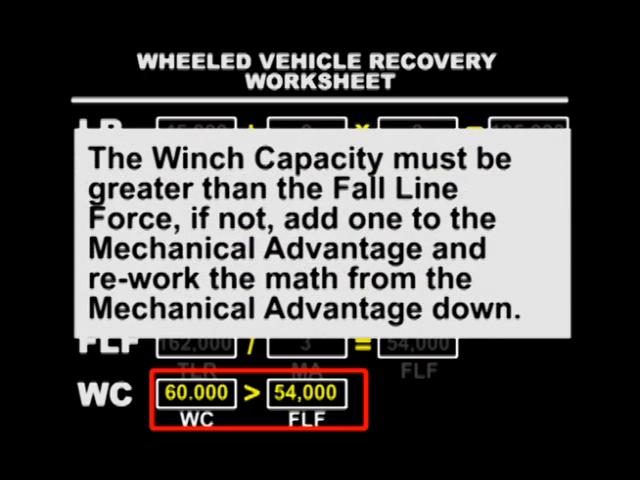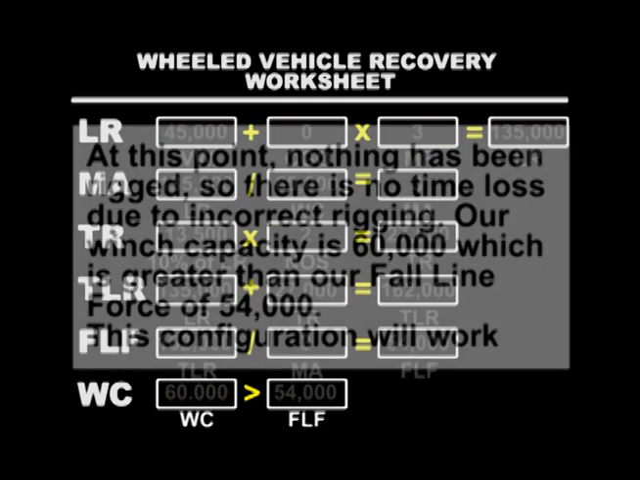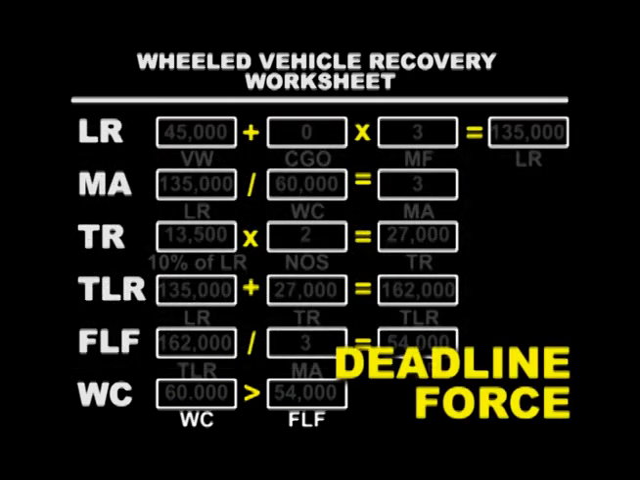If not, add 1 to the mechanical advantage and rework the math from the mechanical advantage down. At this point, nothing has been rigged, so there's no time lost due to incorrect rigging. Our winch capacity is 60,000 pounds, which is greater than our fall line force of 54,000 pounds. This configuration will work. Next, we must calculate the deadline force to determine the required strength capacity of the equipment we use as deadlines.